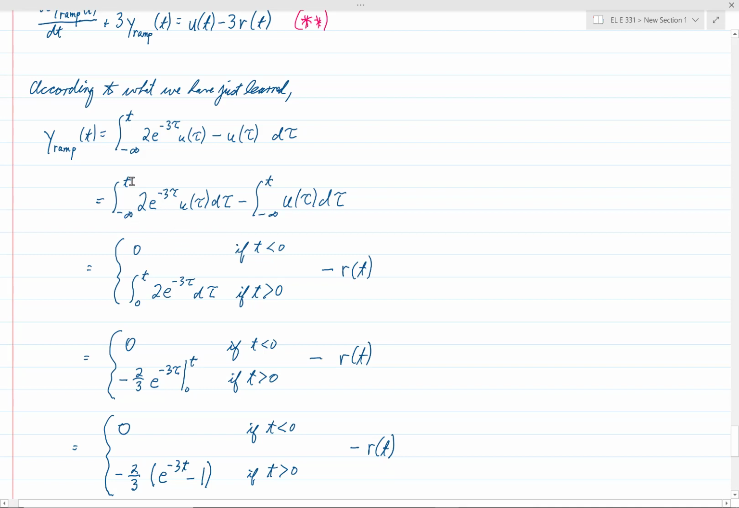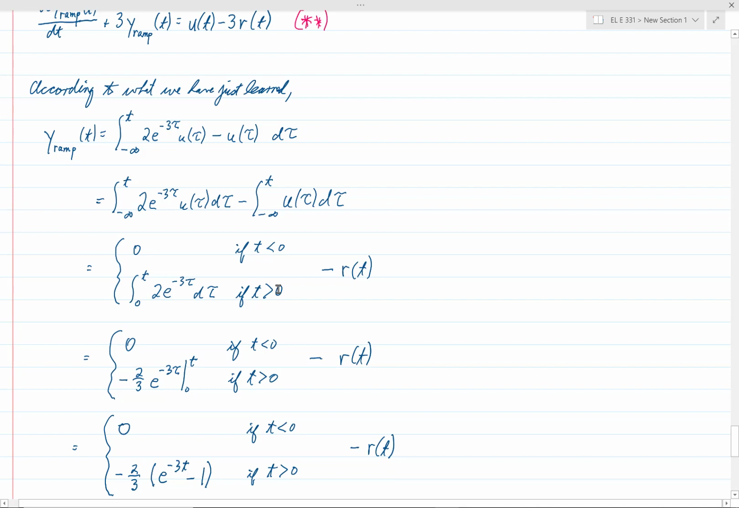In this integral, if t is less than 0, then we're only integrating over negative values of tau, from negative infinity to t. And if tau is always negative, then u of tau is always equal to 0, and the integral goes away completely. So if t is less than 0, we can just immediately say 0, and we don't have to worry.